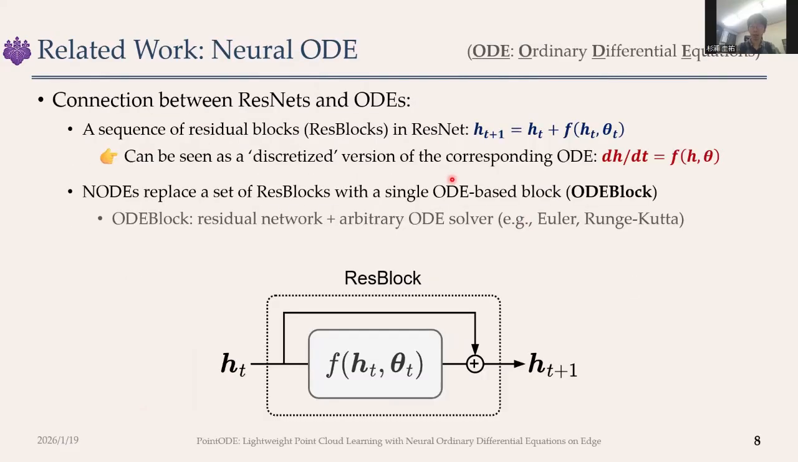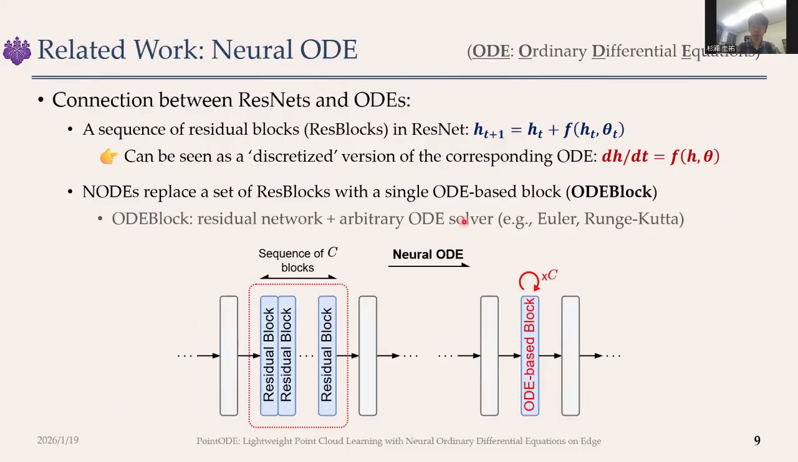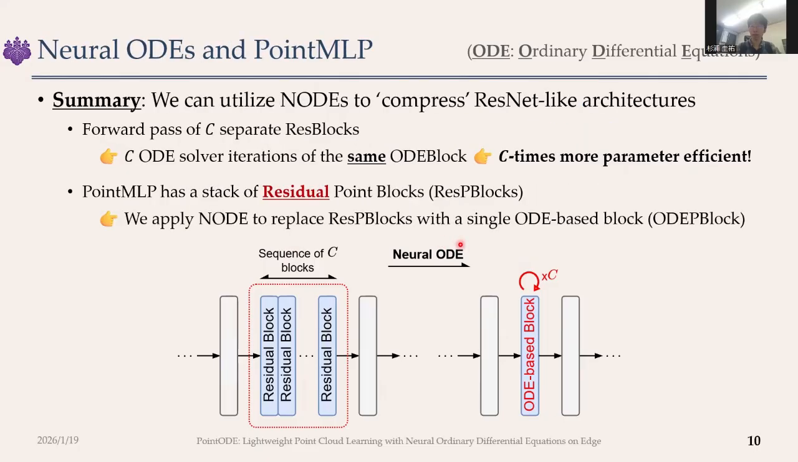And there is a strong connection between ResNets and ODEs. A sequence of residual blocks in ResNet can be seen as a discrete version of the corresponding ODE. Based on this observation, neural ODEs replace a sequence of res blocks with a single ODE-based block. And this ODE block is also a residual network with an arbitrary ODE solver. So in other words, we can utilize neural ODEs to compress ResNet-like architectures.